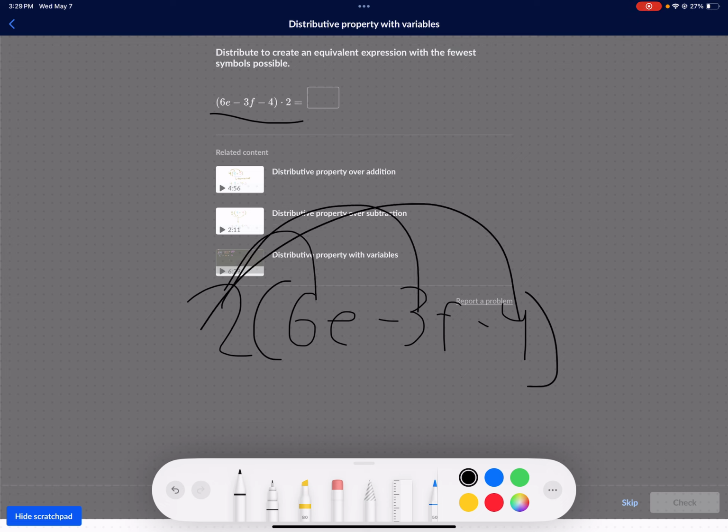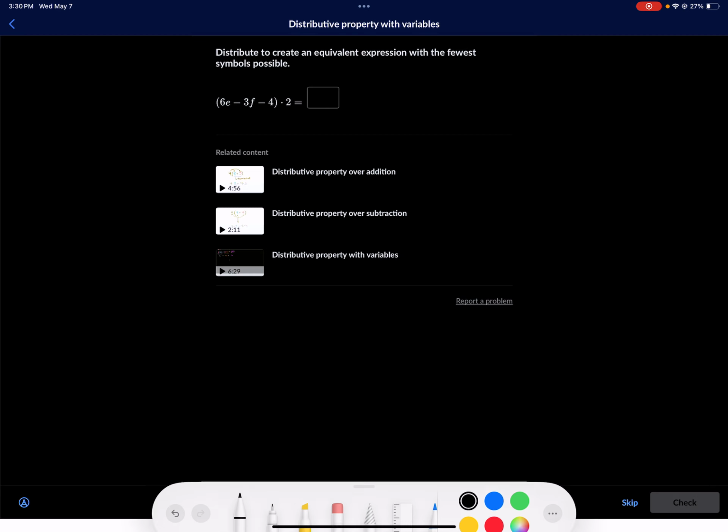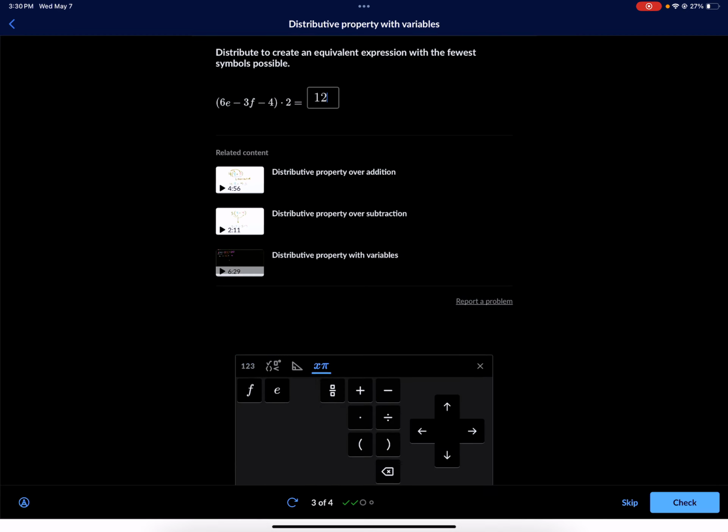So 2 times 6 is 12, and then that's E, minus 2 times 3 is 6F, and then 2 times negative 4 is negative 8. Okay, so this is our answer: 12E minus 6F minus 8. So 12E minus 6F minus 8.